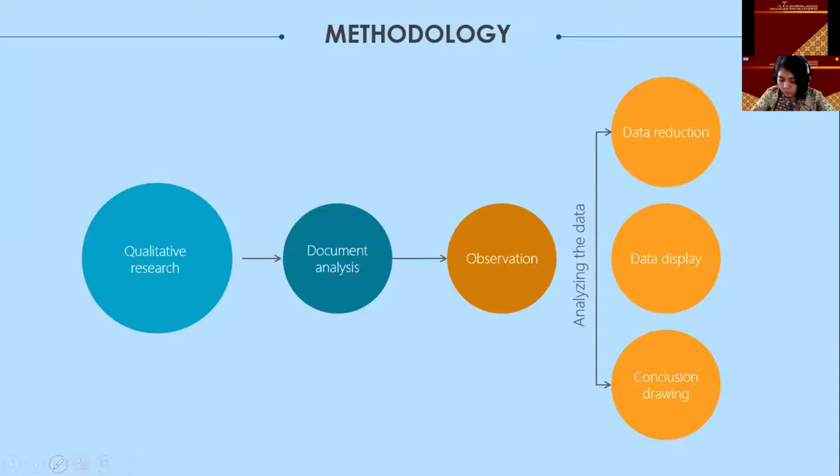And then in analyzing the data, there are three things. The first one is data reduction, the second is data display, and the last one is conclusion drawing. It is based on Miles and Huberman.